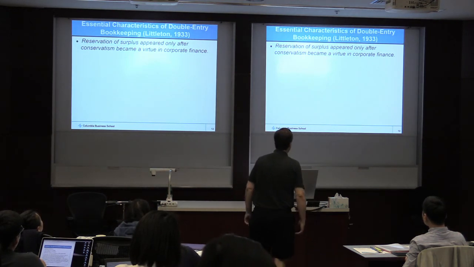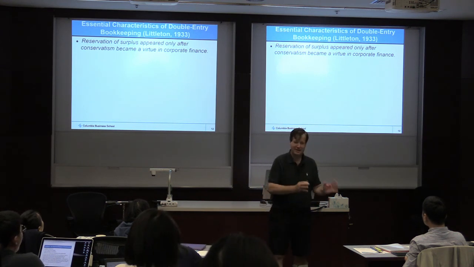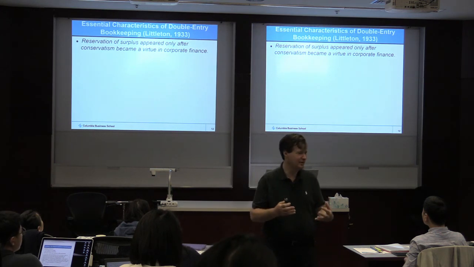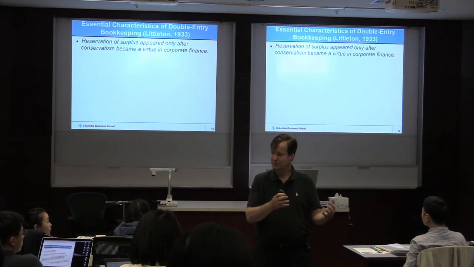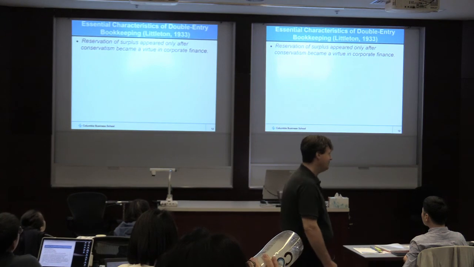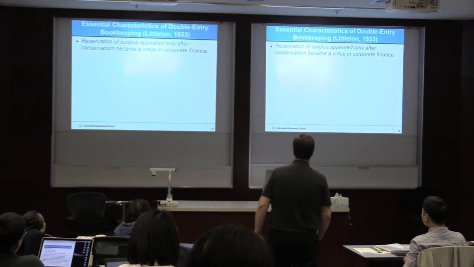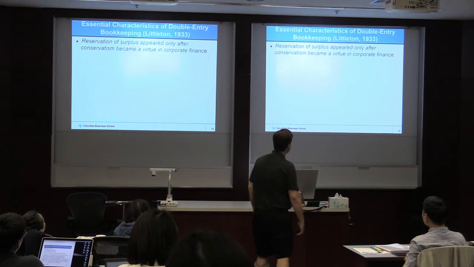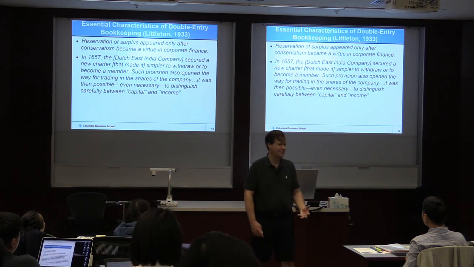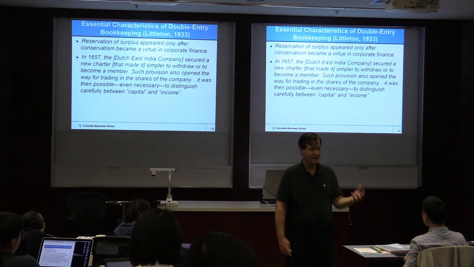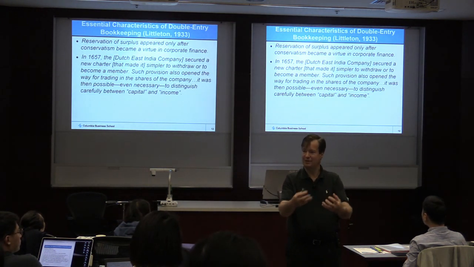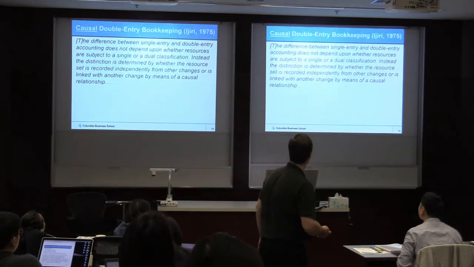Littleton, if you know history, think of Paton and Littleton as sort of the Bible in accounting that lays out the case for historical cost accounting. But he was also a very influential and probably the one who tilted the monograph toward historical cost. Paton was always more focused on what we think of today as fair value. That reservation of surplus appeared only after conservatism became a virtue in corporate finance. So some notion of the distinction between capital or retained earnings and income, so the equity and income not being mingled together, but some separation, some sense of preservation of the company by preserving capital. That was an important part of double entry.